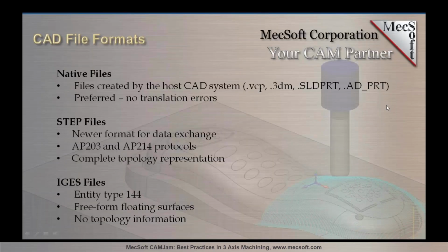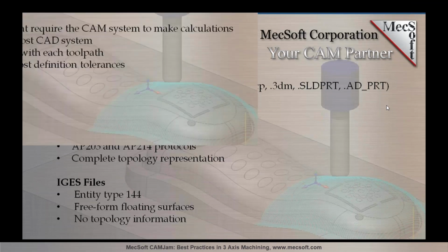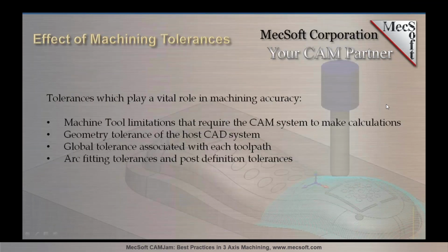So the next topic that we will discuss is the effect of machining tolerances. Tolerances play a vital role in machining accuracy. It could be based on the machine tool limitations. There's geometry tolerance of the host CAD system. There's global tolerances that are associated with the toolpath, and arc fitting tolerances, where you want to fit arcs as you're creating your toolpaths. And we will walk through all of these in the demo, but a couple of things I wanted to mention here.